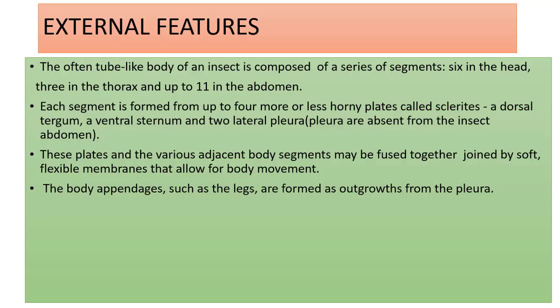External features. The often tube-like body of an insect is composed of a series of segments: 6 in the head, 3 in the thorax, and up to 11 in the abdomen. This is the basic knowledge I was giving you, but in further videos I will tell you this topic in more detail and more briefly. Each segment is formed of up to 4 more or less horny plates called sclerites: a dorsal tergum, a ventral sternum, and 2 lateral pleura. Pleura are absent from the insect abdomen. It is not present in the abdomen of the insect.